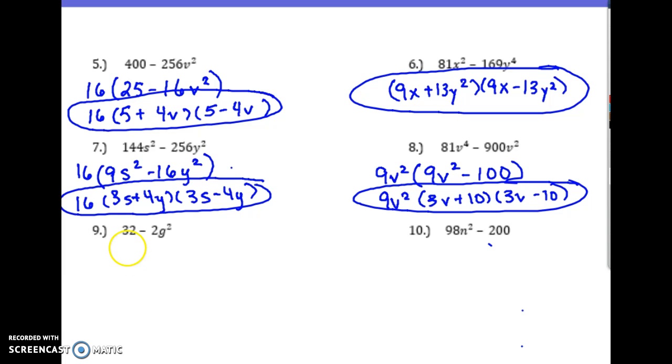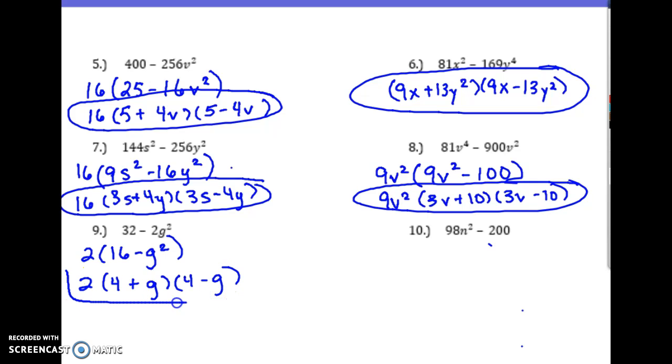Okay, number 9, we'll start out and factor out a 2, so we get 16 minus g squared. Again, what's left in parentheses is a difference of perfect squares, so we've got 4, 4, and we've got plus or minus, and we're going to say g. So 2 times 4 plus g times 4 minus g.